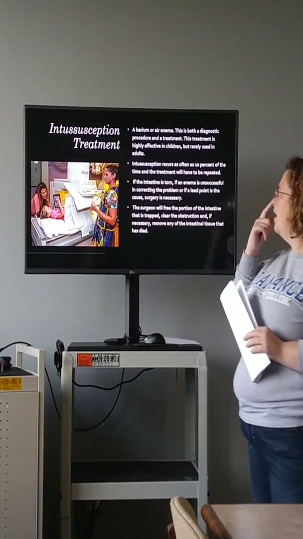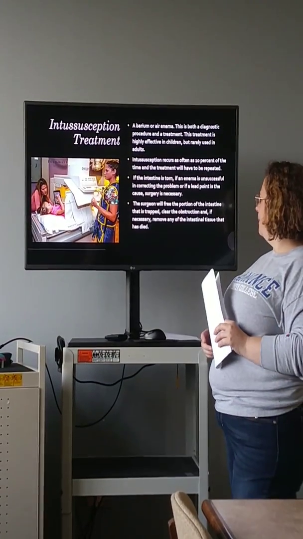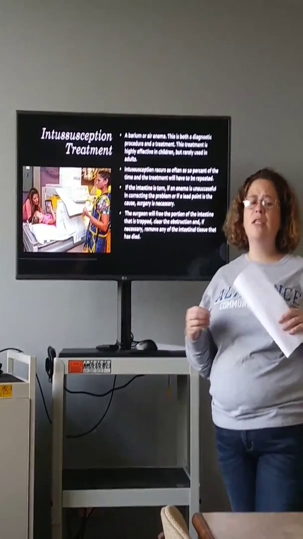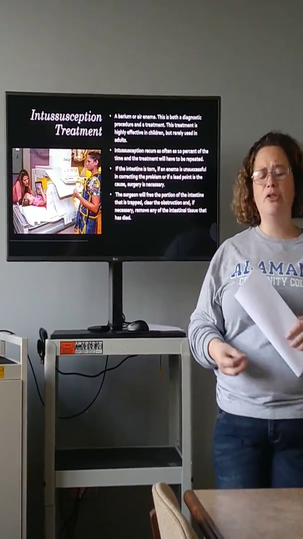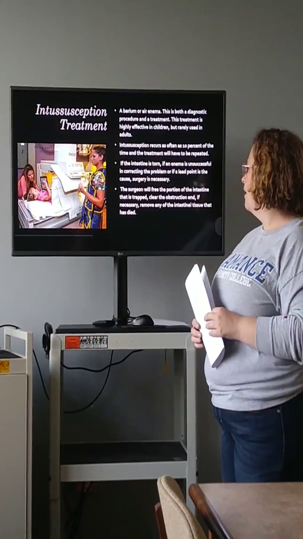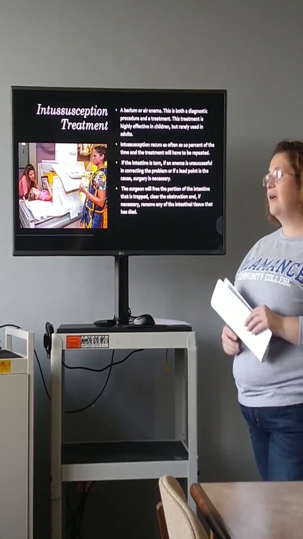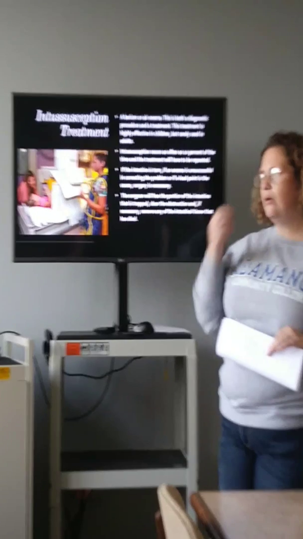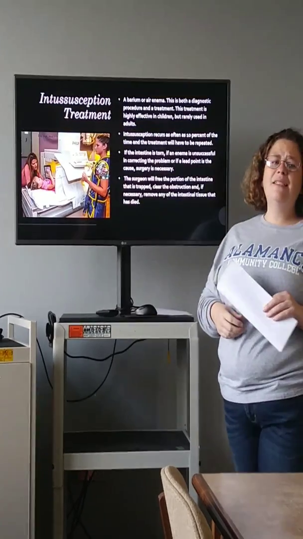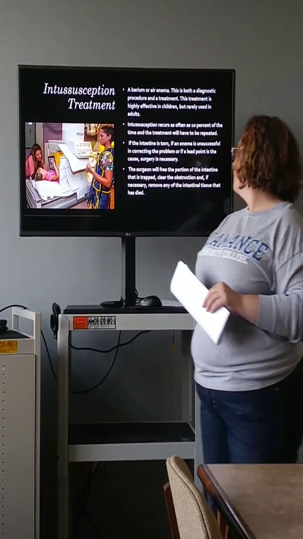If the intestine is torn, or if the enema is unsuccessful, you can have parts of your intestines removed and it will not affect you. I have had 2 feet of intestines removed myself. The surgeon will free the portion of the intestines that is trapped, clear any obstruction or problems around it, and remove any of the intestine tissue that had blood cut off and no longer had any life inside of it.